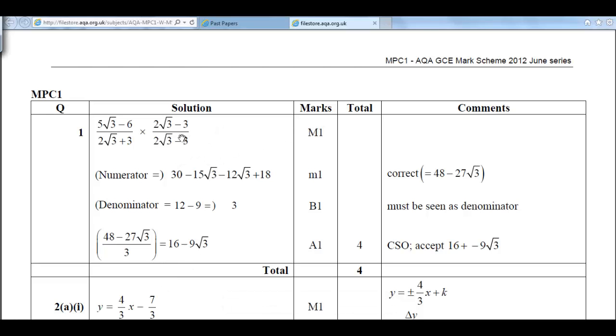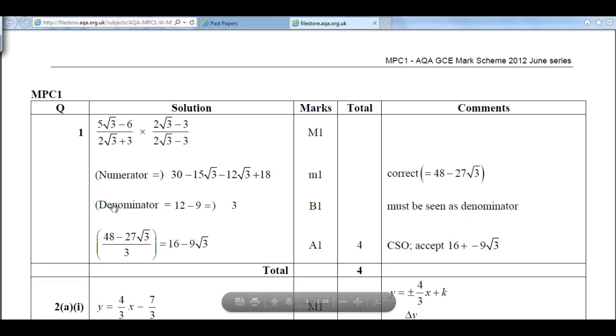Here we are, 1 mark for multiplying by that denominator with the opposite signs. 1 mark for making the numerator, that there's the 4 terms that we need, or even getting it to simplifying it down. Another mark for getting the correct denominator of 3, must be seen as a denominator, not just kicking around somewhere else. Finally, last mark for actually working it down.